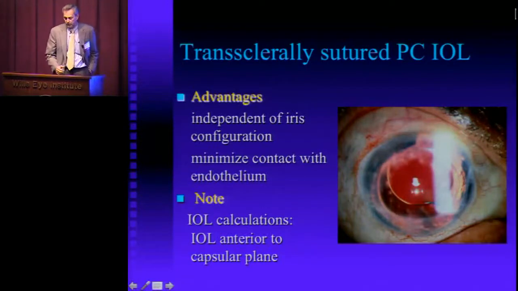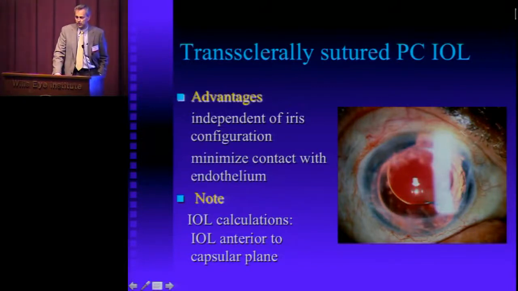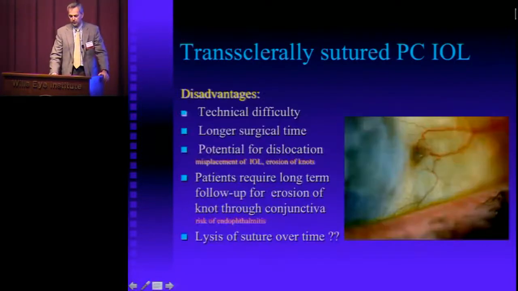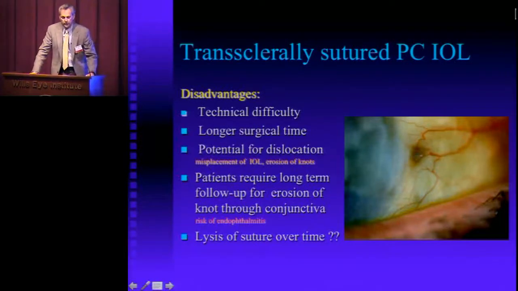Let me talk about transclerally sutured posterior chamber lenses, which give you the advantage of not depending on iris, and you don't have to worry about iris sutures that may or may not cheese wire through. You also minimize any pigment dispersion, and it also minimizes any potential risk to the endothelium since you've got the lens sutured in the posterior chamber. IOL calculations should be noted: you want the lens power to be about a half a diopter less because this lens is anterior to the capsular plane, which is frequently where your IOL calculations are expecting the lens to be. Transclerally sutured lenses have disadvantages because they're technically difficult to do.